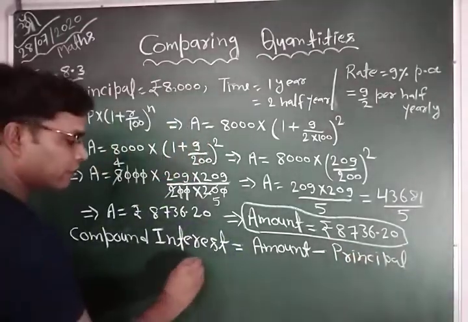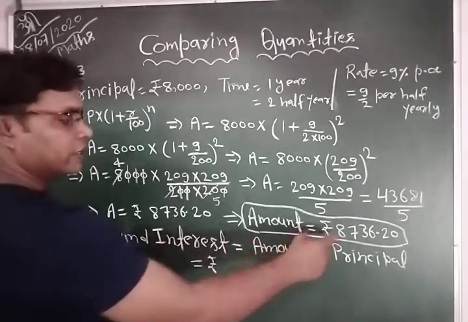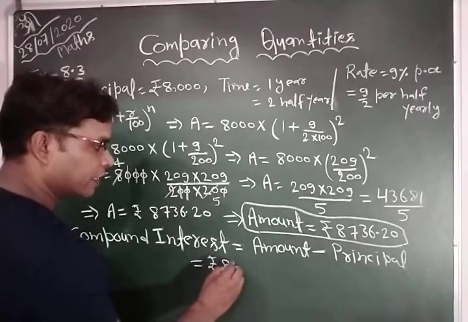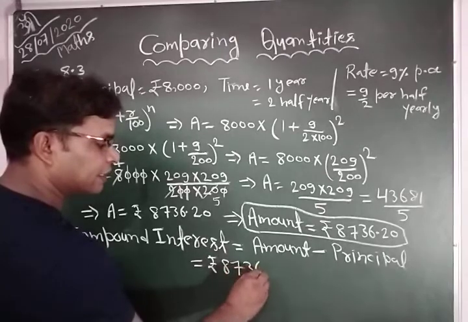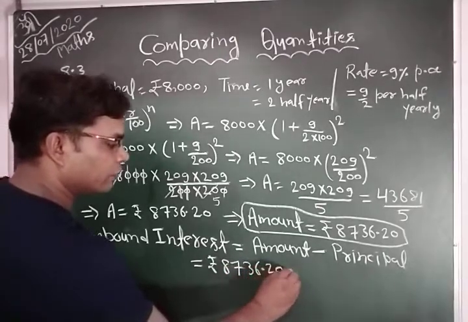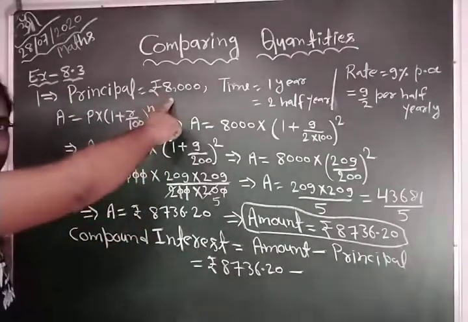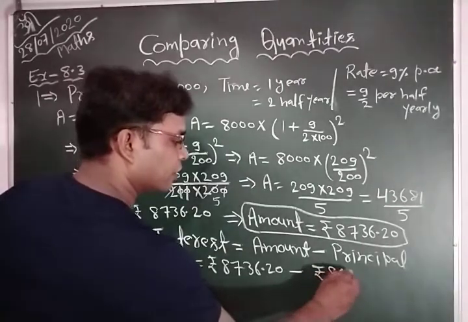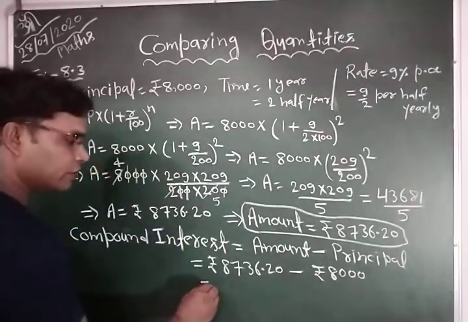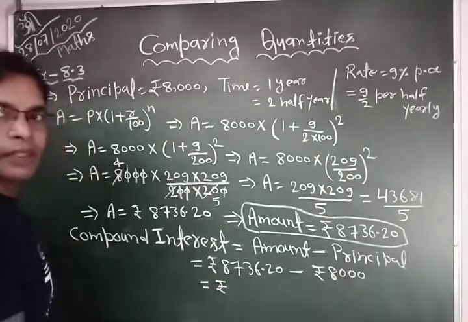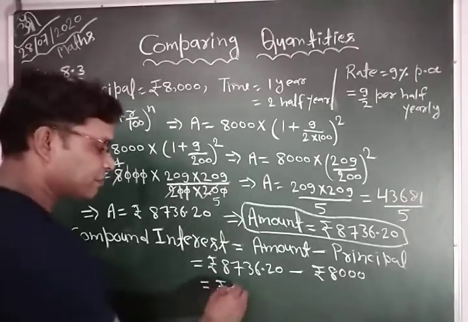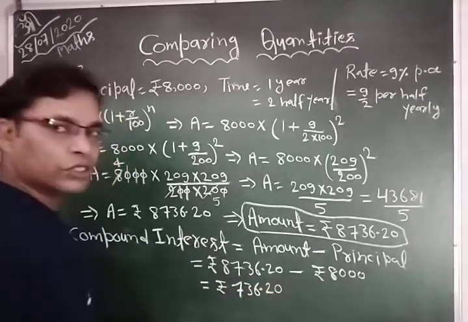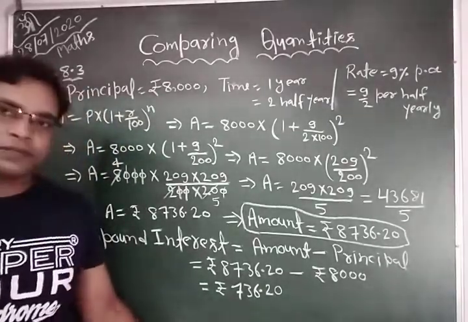Clear? So here amount is given. You find amount is 8,736.20, and principal is here given. This is 8,000 rupees. This is equal to, we obtained the compound interest is 736.20 rupees. So this is clear.